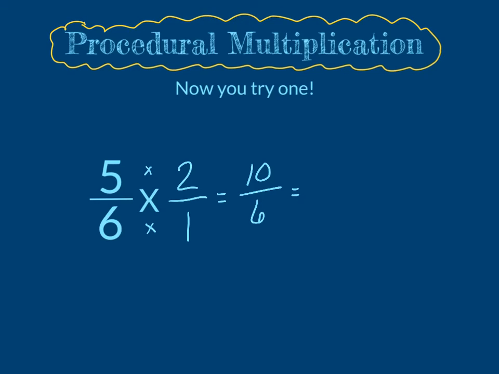Changing that to a mixed number, I would get 1 and 4/6, and I can simplify 4/6 into the lowest form of 1 and 2/3. Let's try another one.